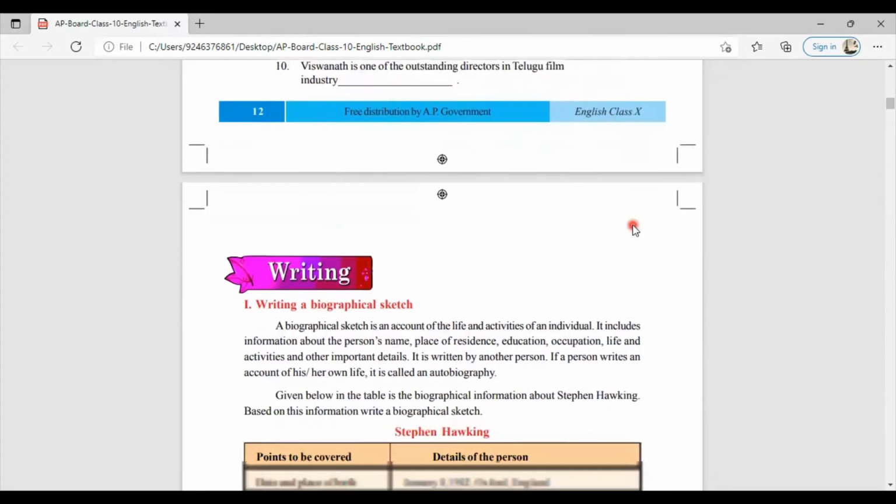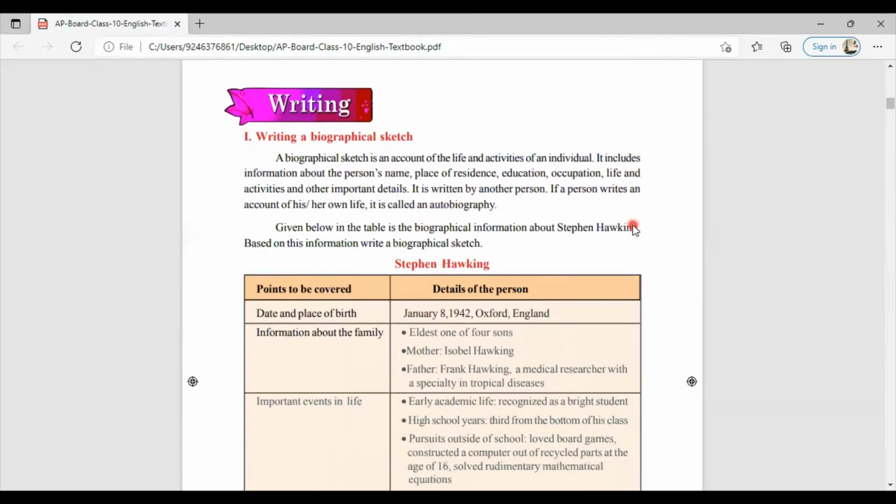That's it for the grammar session now. Let us move to the writing part. Here, this is a biographical sketch. As you already know, a biographical sketch is an account of the life or some activities of an individual. So if you're writing about yourself, it is an autobiography. If you're writing about some other person, it is a biography.